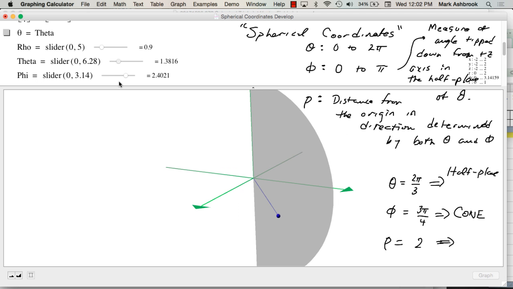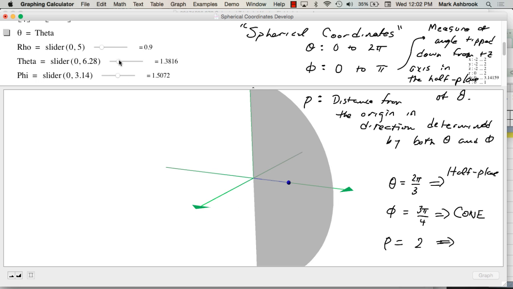Okay, if phi was pi over 2, it would sweep out the plane, it wouldn't be a cone. But any other value but pi over 2 gives you a cone. Except if phi was pi over 2, then it sweeps out the xy plane.